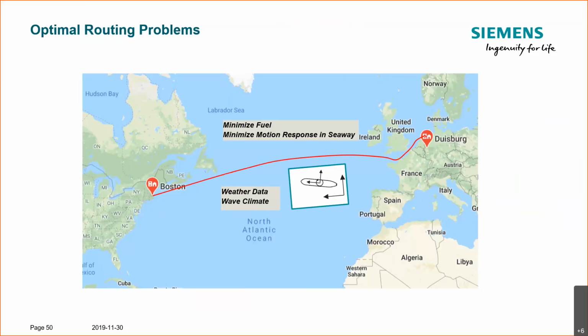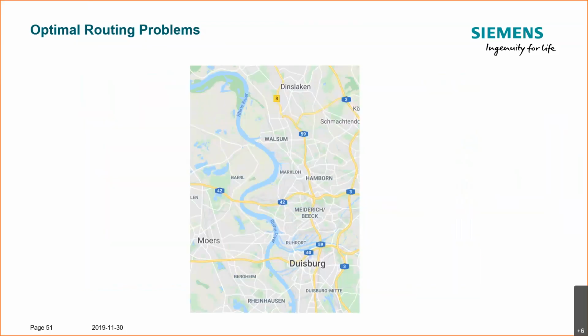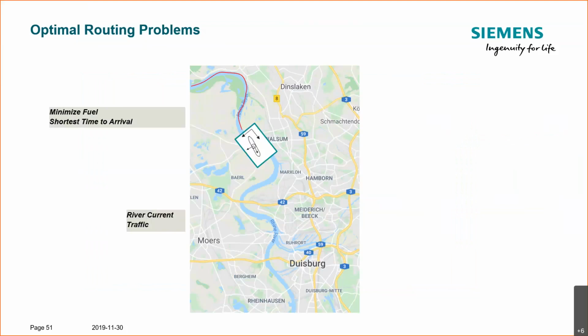Now, everybody who's familiar with the landscape of Germany knows that in Rotterdam or Hamburg, we'll have to switch to an inland vessel. So once we're on the inland vessel, let's say we stop in Rotterdam, we will go down the River Rhine and make our way home. And here we can basically feed in data from river current and traffic, and our criteria could be to minimize fuel or the shortest time to arrival. The trajectory is pretty much prescribed on a river.